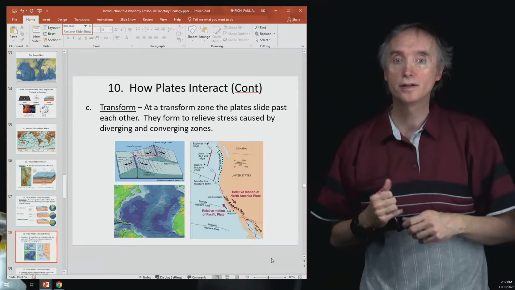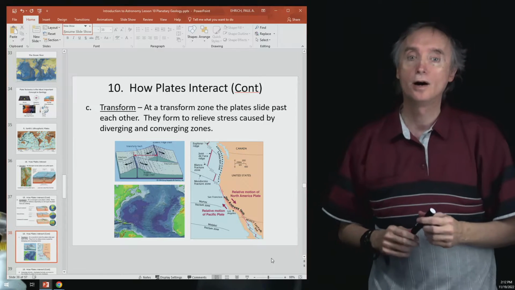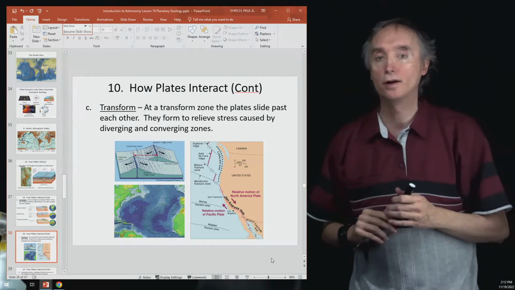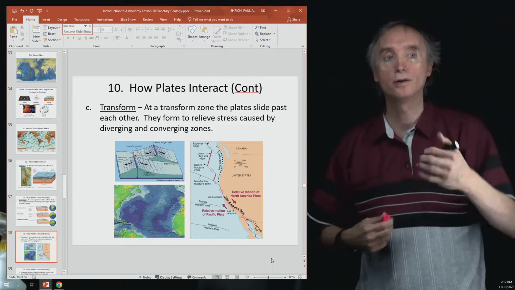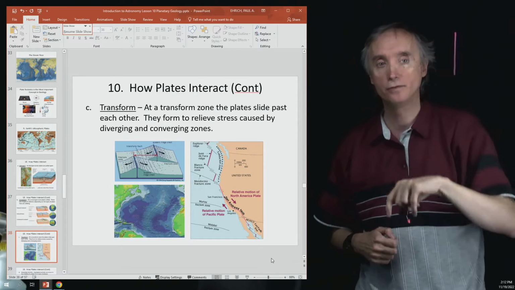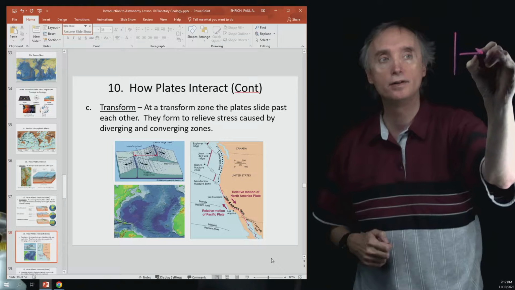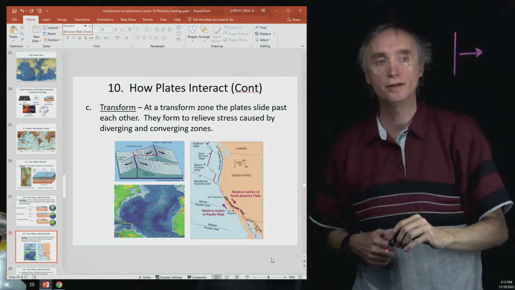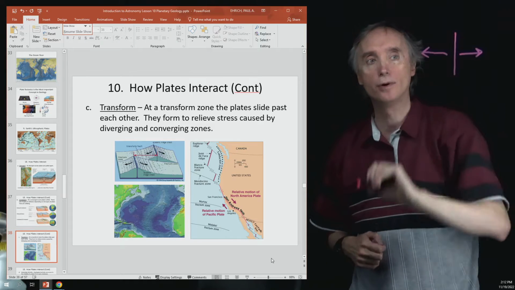And this can happen in a couple of different ways. One way occurs at these mid-ocean ridges where you've got one mid-ocean ridge. Now this is the top-down view, one side is pushing the ocean plate that way, and then one side is pushing the ocean plate that way.